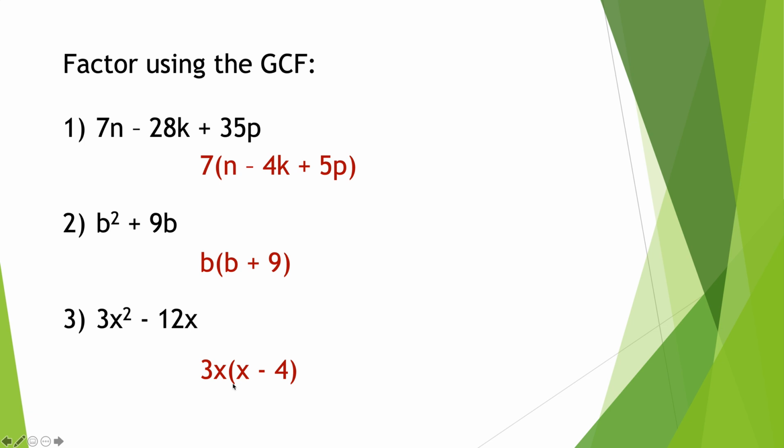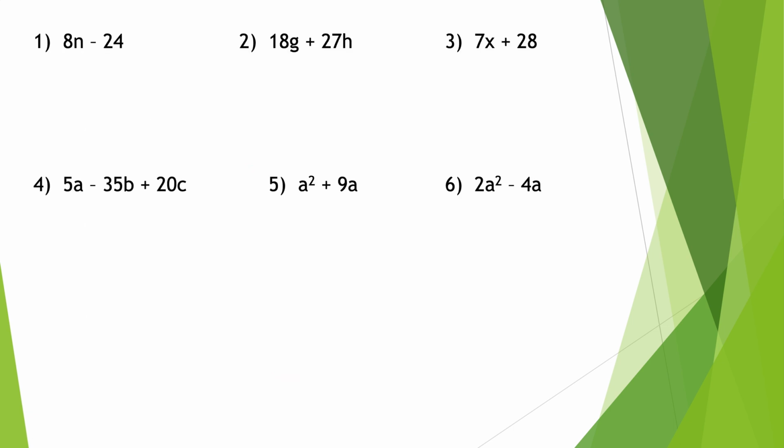But we always do a quick mental check. 3x times x is 3x squared. 3x times -4 is -12x.